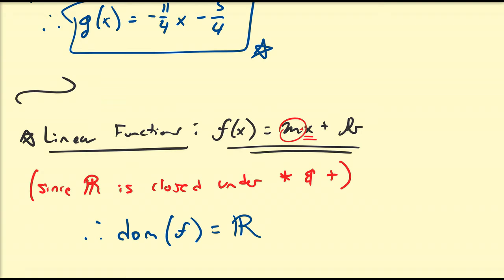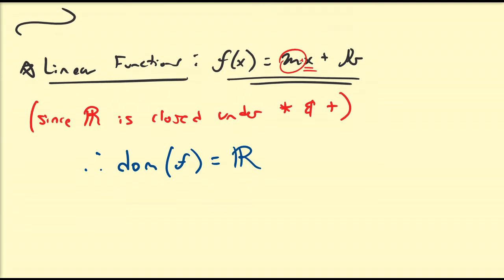That is, no matter what real number you choose for x, m times that real number plus b, you can pretty much get a real number out, and you're not going to be dividing by 0 or anything special like that.